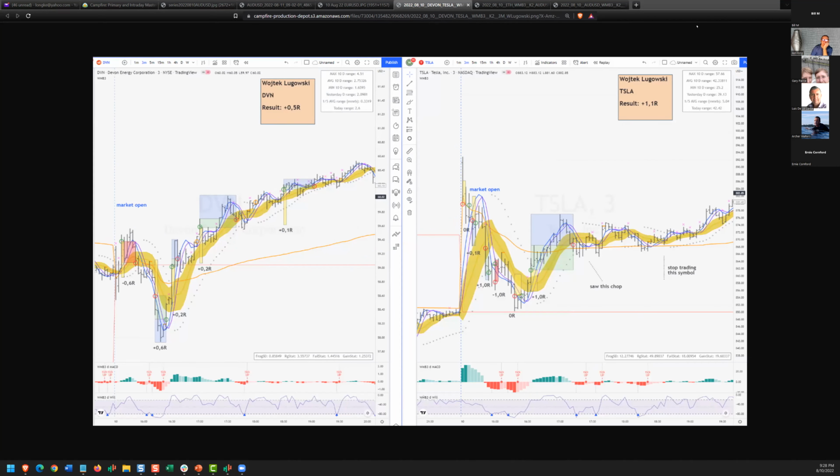Wojcik. Let's see what we got here. 0.5 and 1.1 in Tesla and Devon. That's a good shot to the downside. I'd like to see your reentry hit here or here, but still that's enough to get you paid. But when we're that late, we got to capture more of it than letting all that get away.